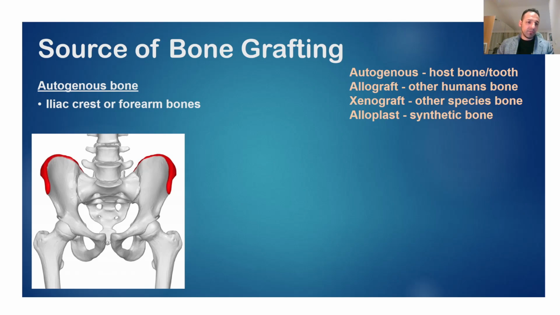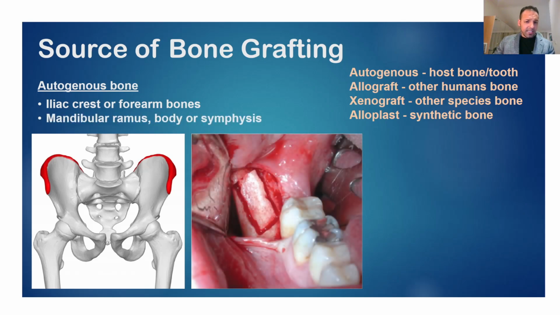We can take bone from the iliac crest, which is the hip bone, just above the hip bone, where it's marked in red there. This is obviously done in hospital and usually under general anesthetic or very deep sedation. You've got forearm bones as well, which can be used for bone grafting. In the usual dental practices, if anyone's going to use autogenous bone, usually they're going to take it from the mandibular ramus or the body of the mandible, or even the symphysis.